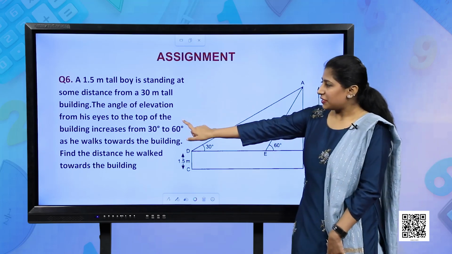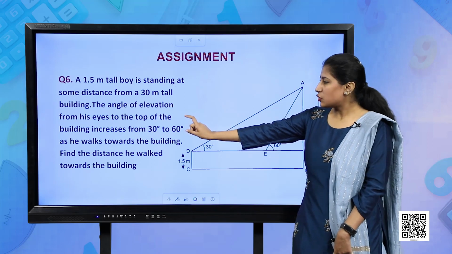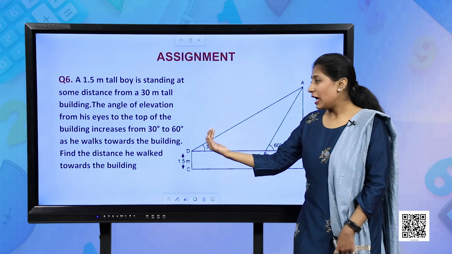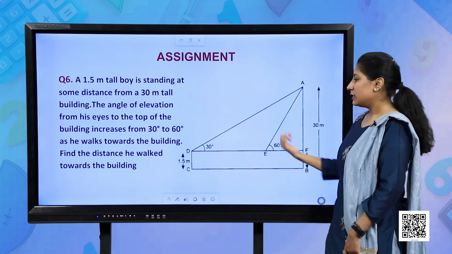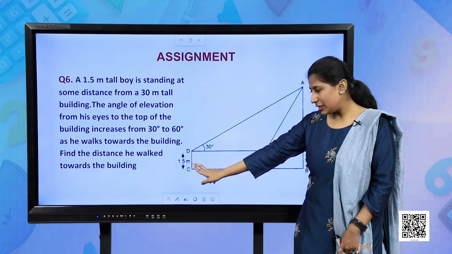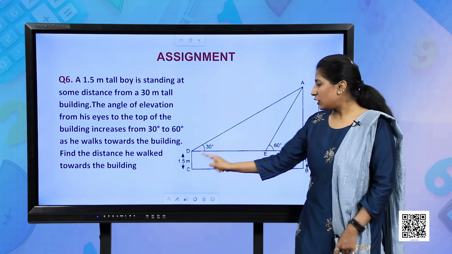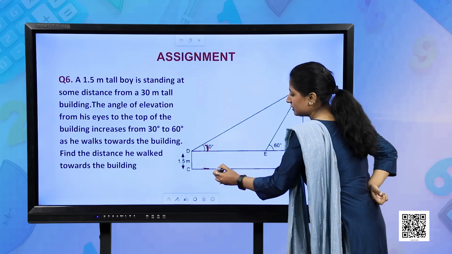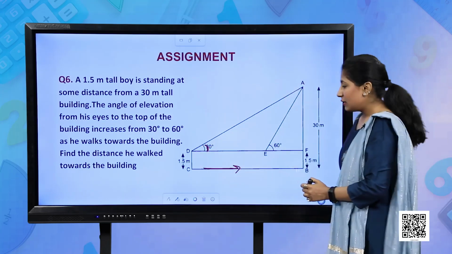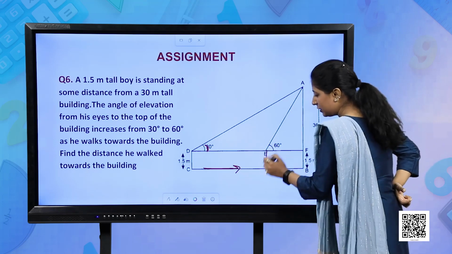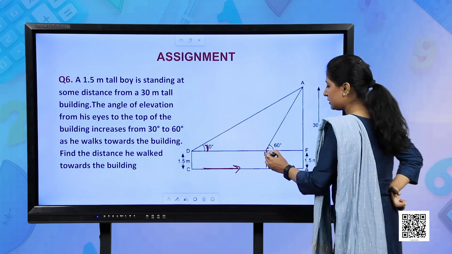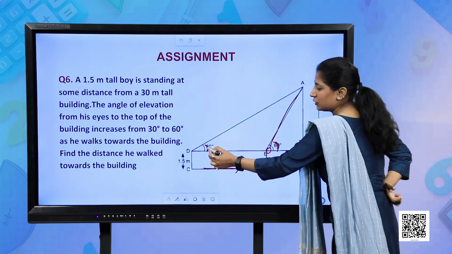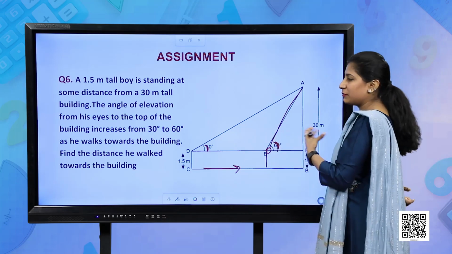The angle of elevation from his eyes to the top of the building increases from 30 degree to 60 degree as he walks towards the building. So suppose the boy was here initially. At this point, the angle of elevation was 30 degree. Now the person started walking in this direction, and when the boy reached at this point, the angle of elevation changed from 30 to 60. The angle is becoming larger.